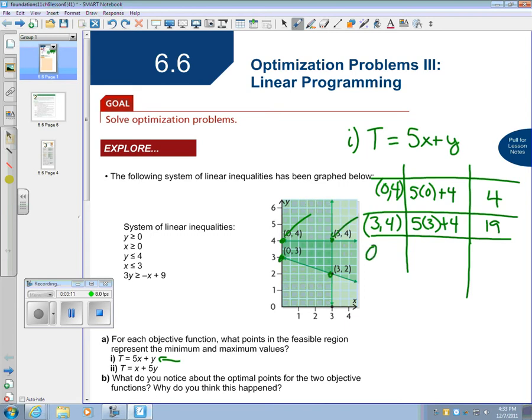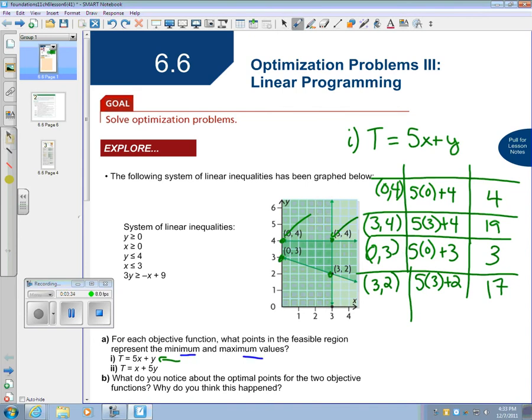Next point, let's do 0, 3. We have 5 times 0 plus 3 is 3. And our last point is 3, 2. We have 5 times 3 plus 2. 15 plus 2 is 17. So we can see we're looking for our minimum and maximum value. We have a maximum at the point (3, 4), and we have a minimum at the point (0, 3). Okay? So we've done this one.